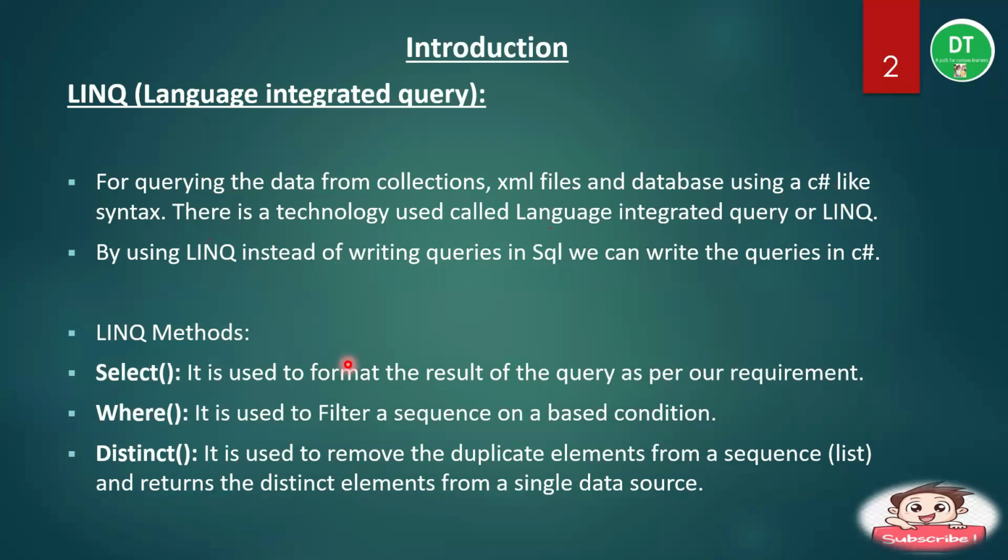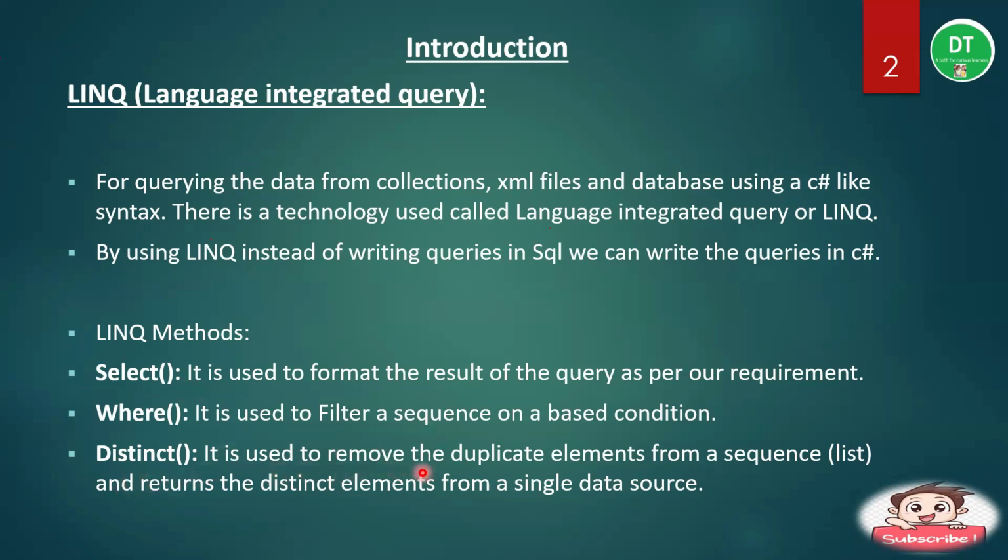So our first method is the Select method. It is used to format the result of the query as per our requirement. Where is used to filter a sequence on a base condition. Base condition means, suppose I want to retrieve even numbers. So in the query, I will write the Where method and specify the condition, like number modulo 2 equal to 0, select number. In that case, it will return the collection of even numbers from a collection of numbers.